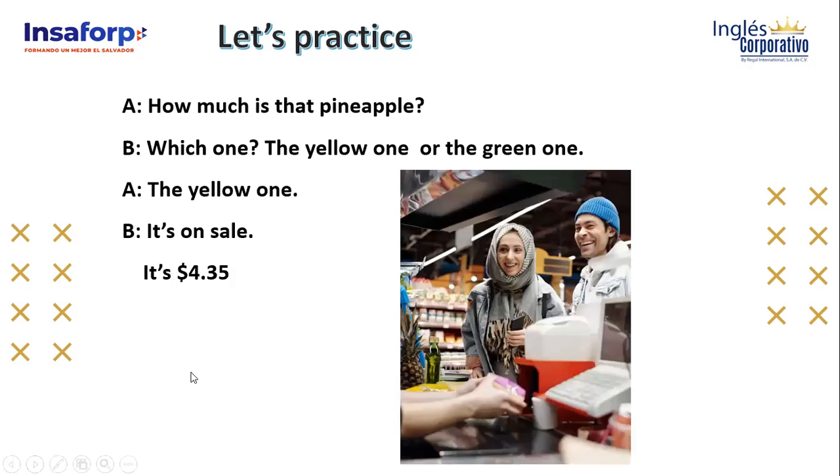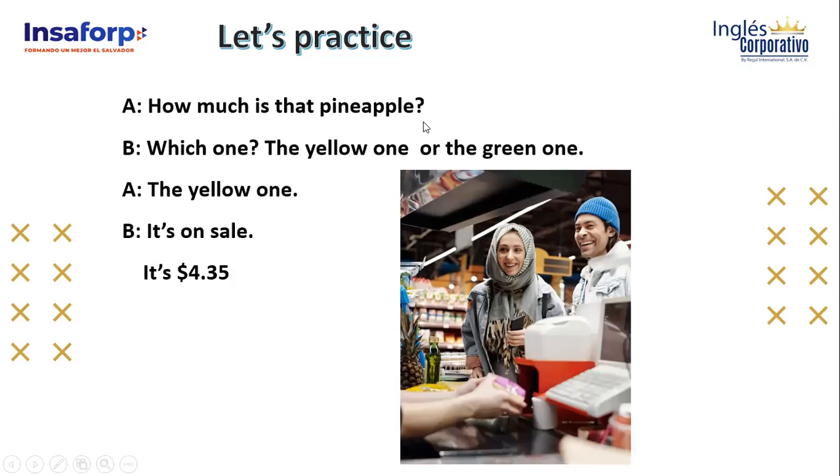How much is that pineapple? Which one, the yellow one or the green one? The yellow one, it's on sale. It's $40.35. So now, how much is that pineapple?